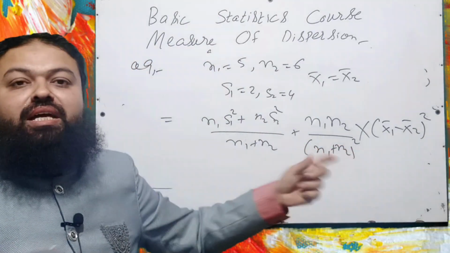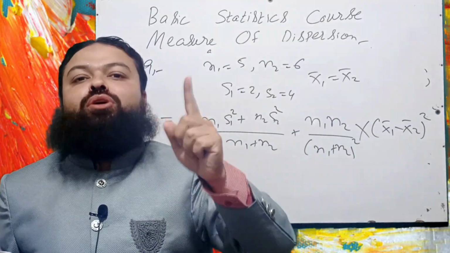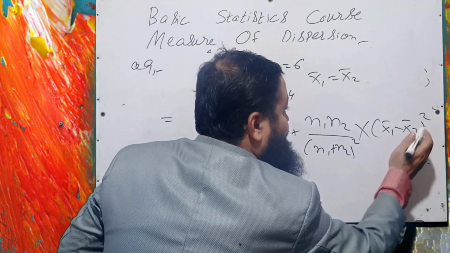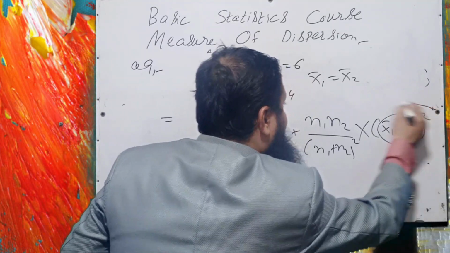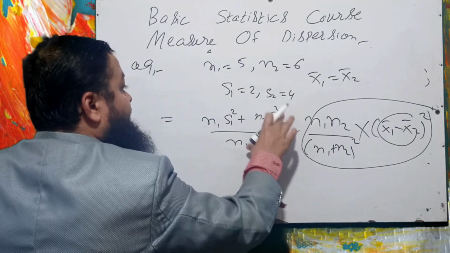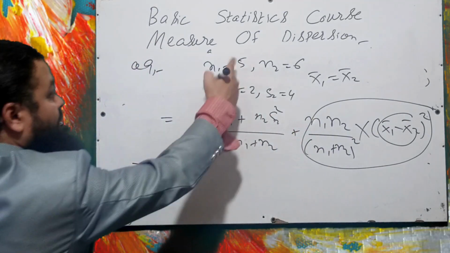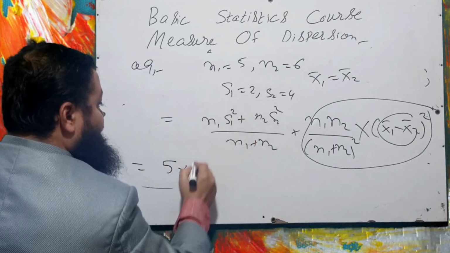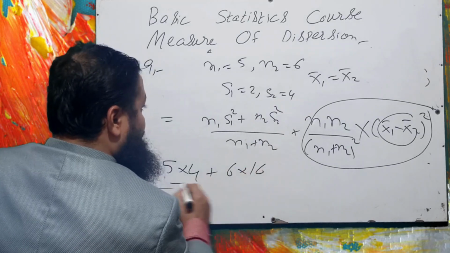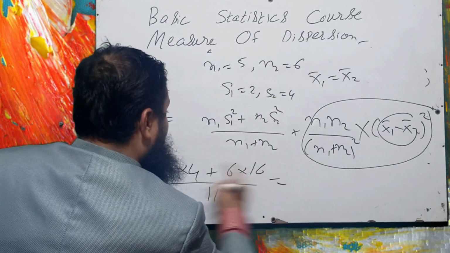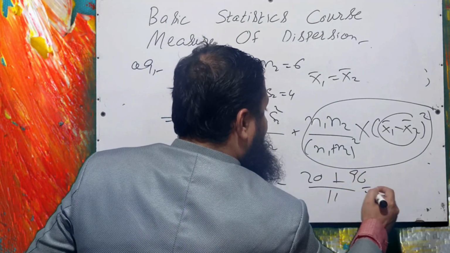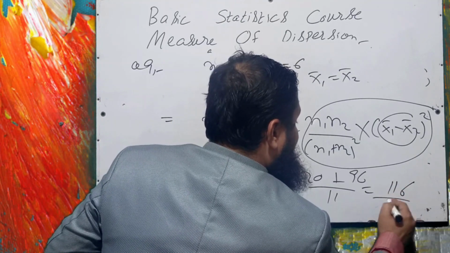This is the formula. Whether the means are equal or not, in that question the two means are equal, it means x1 bar minus x bar 2 will be 0, 0 square is 0 and 0 multiplied by something is 0, so that portion will be 0. Just focus on this much and substitute the values in this much. 5 multiplied by the square of 2, which is 4, plus n2, which is 6, multiplied by 4 square, 16, over 5 plus 6, which is 11. 20 plus 96 over 11 will be 116 over 11.